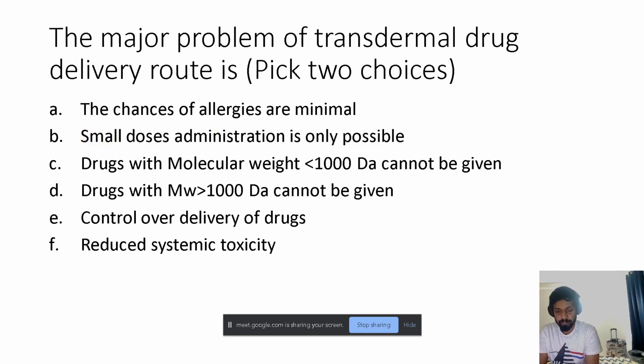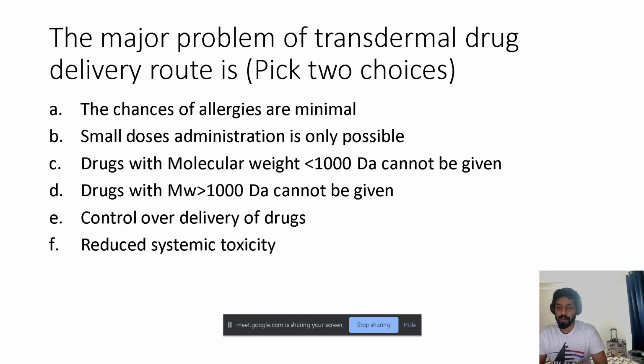Okay. The major problem of the transdermal drug delivery route, pick two choices. The chances of allergy are minimal. Small dose administration is only possible. Drugs with molecular weight less than 1000 daltons cannot be given. Drugs with molecular weight greater than 1000 daltons cannot be given. There is control over delivery of drugs, or there is reduced systemic toxicity.